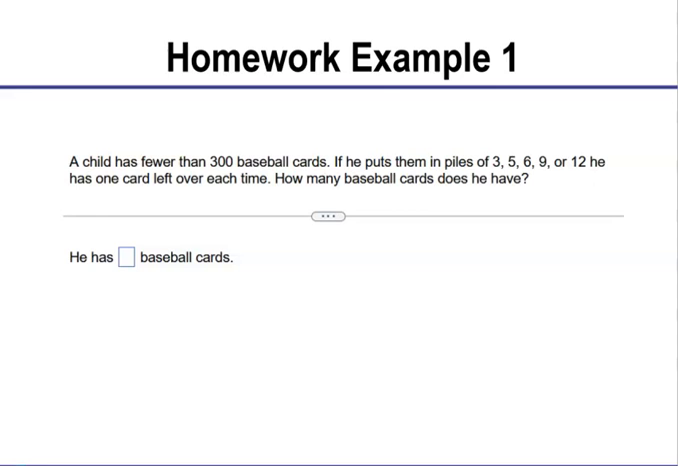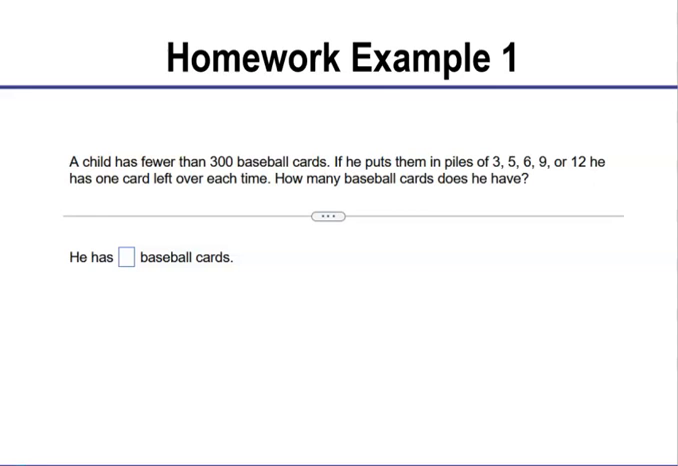It says a child has fewer than 300 baseball cards. If he puts them in piles of 3, 5, 6, 9, or 12, and again, not just piles of 3 or just piles of 5 or just piles of 6 or just piles of 9. This is just random. Some of them in piles of 3, some of them 5, some of them 6, some of them 9, some of them 12. He has one card left over each time. How many baseball cards does he have?